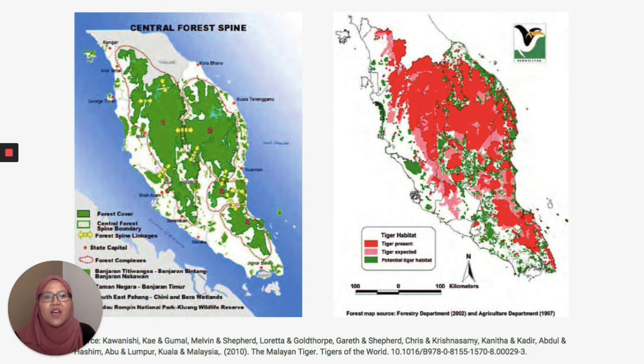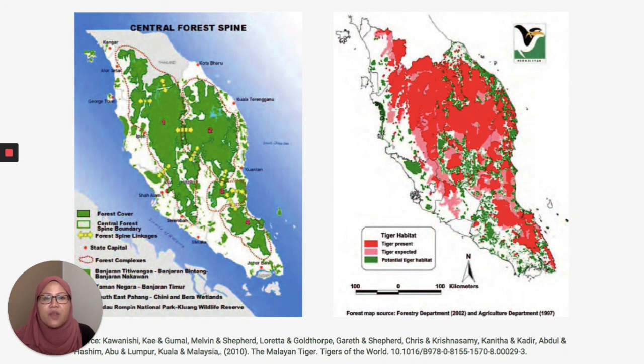Now, the map on the right shows tiger habitat. So this map is trying to show the relationship between wildlife habitat and also vegetation. Now, the red areas show where tigers are present, and we can see that the tigers are present within the central forest spine area. And the pink legend shows where tigers are expected to be present, while the green shows potential tiger habitat. Now, because the central spine is connected, wildlife such as tiger and maybe elephant and others are able to move from one place to another as part of their natural process.